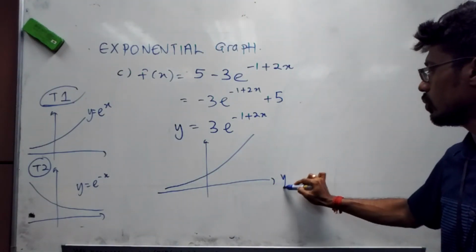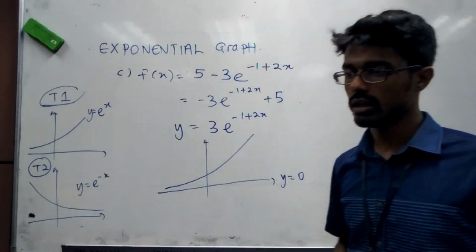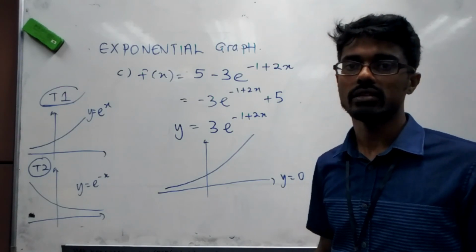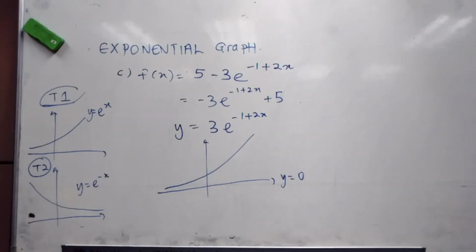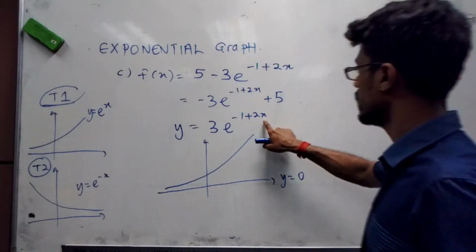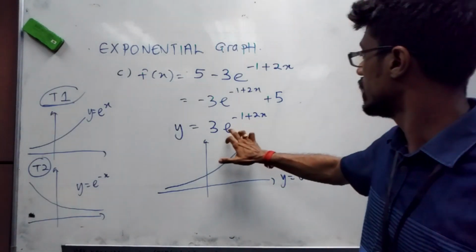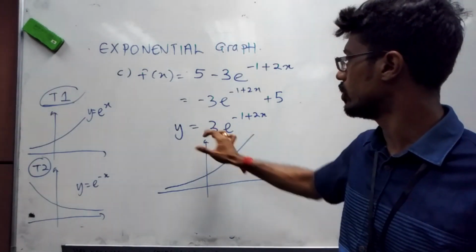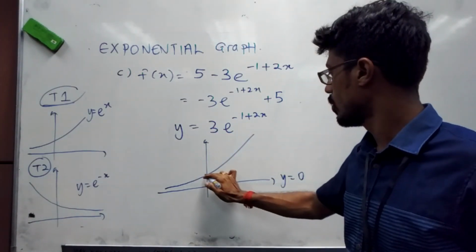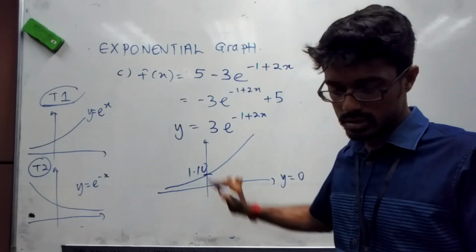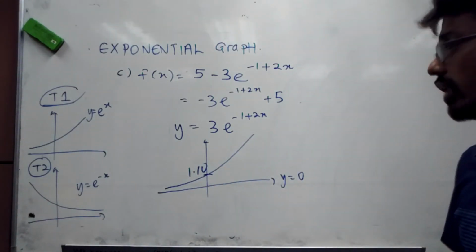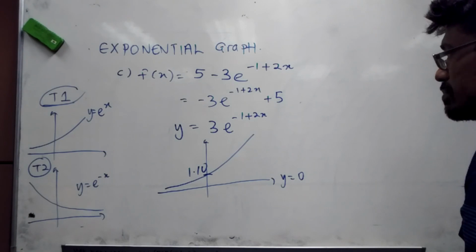As usual, y equals 0. We can calculate what our y-intercept is here. Let me grab my calculator. If you put in x equals 0, you're going to get e to the power of negative 1. You're going to times that with 3, and you get 1.10. That's the value. No problem, you can put it in decimal.